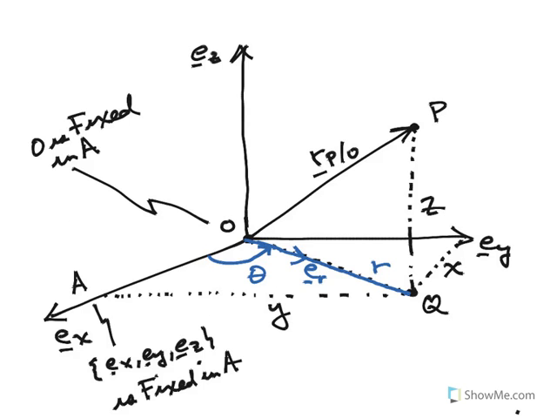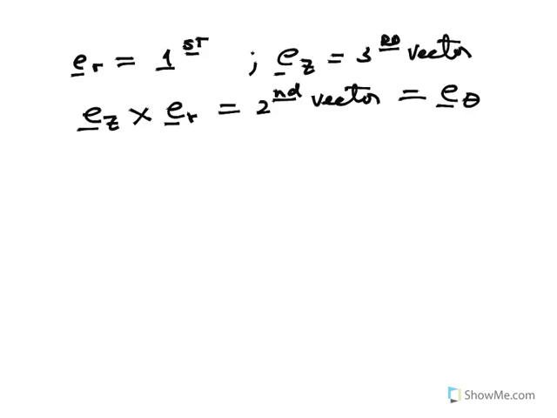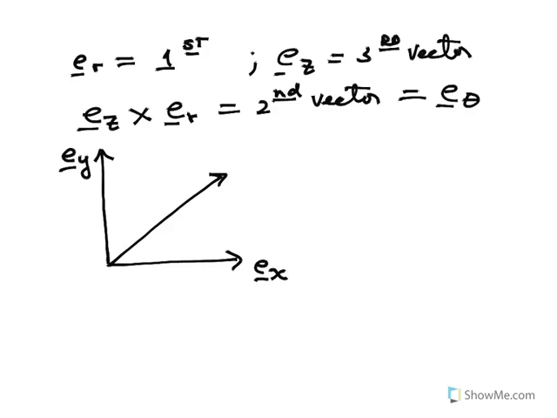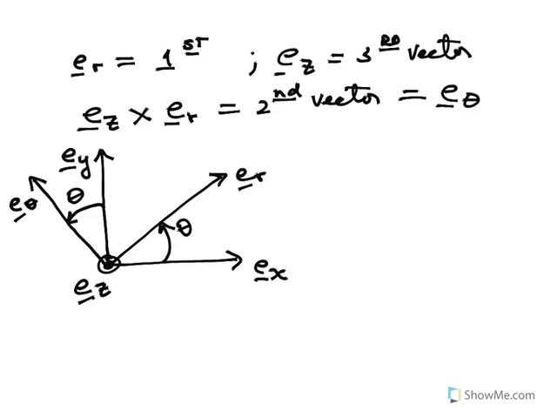So now I'm going to go back over here and draw E sub theta. If I take EZ crossed with ER, I get a new vector here, which is going to be called E sub theta. If I actually draw this picture, here's what it looks like. I have EX. So I'm looking down from the direction EZ. I've got EX, EY, ER, and then I have E sub theta. This angle here is theta, and this angle is also theta, and then this direction out of the page is EZ.